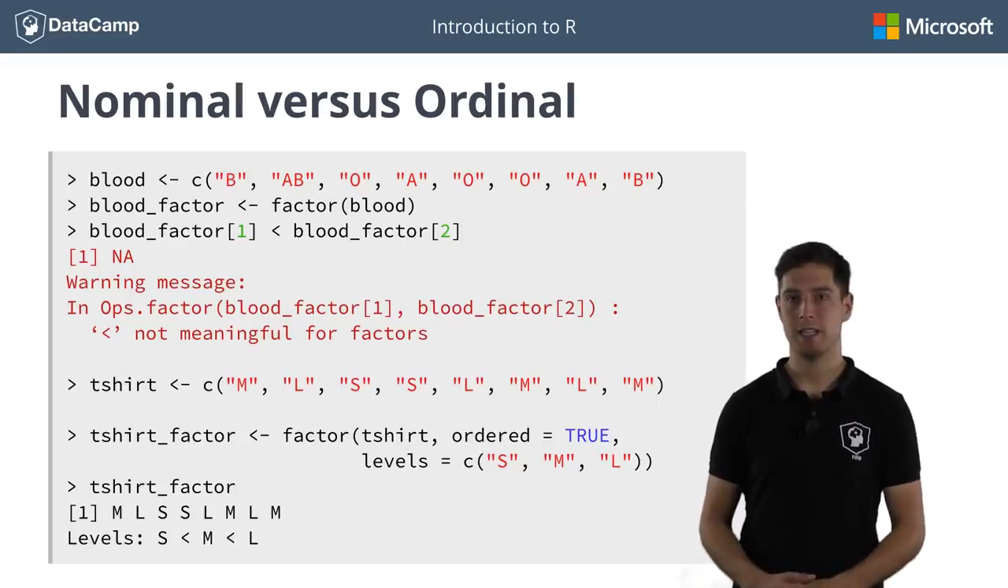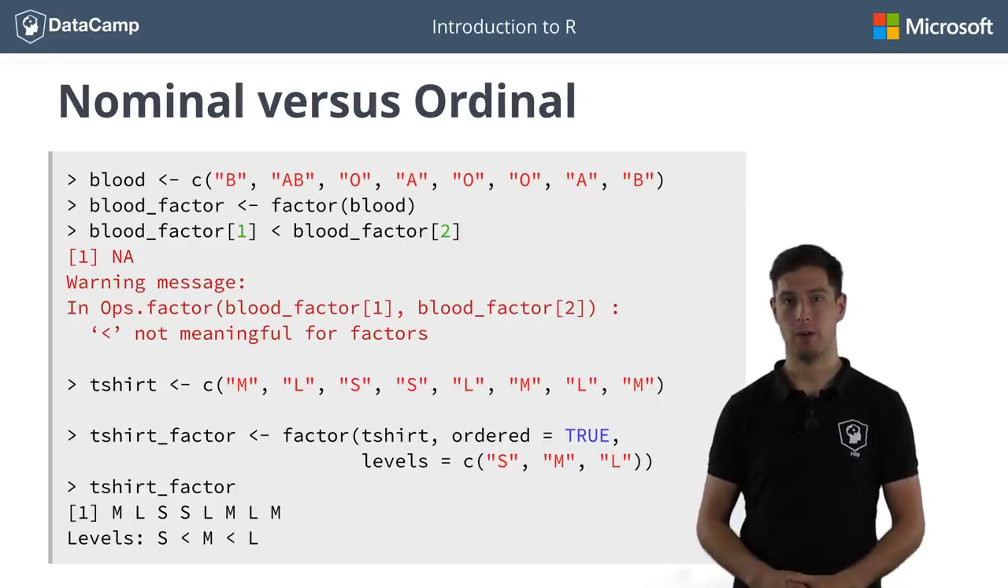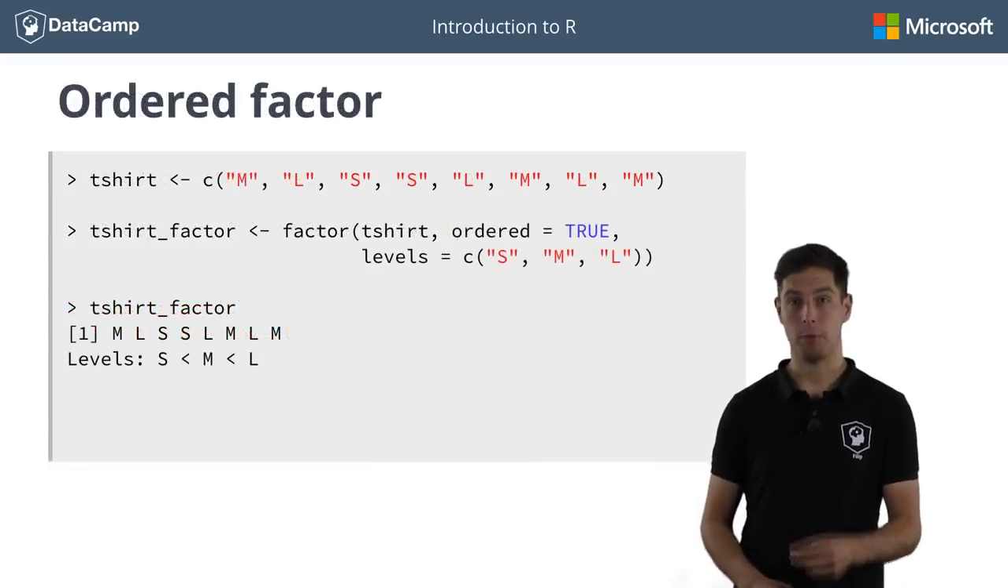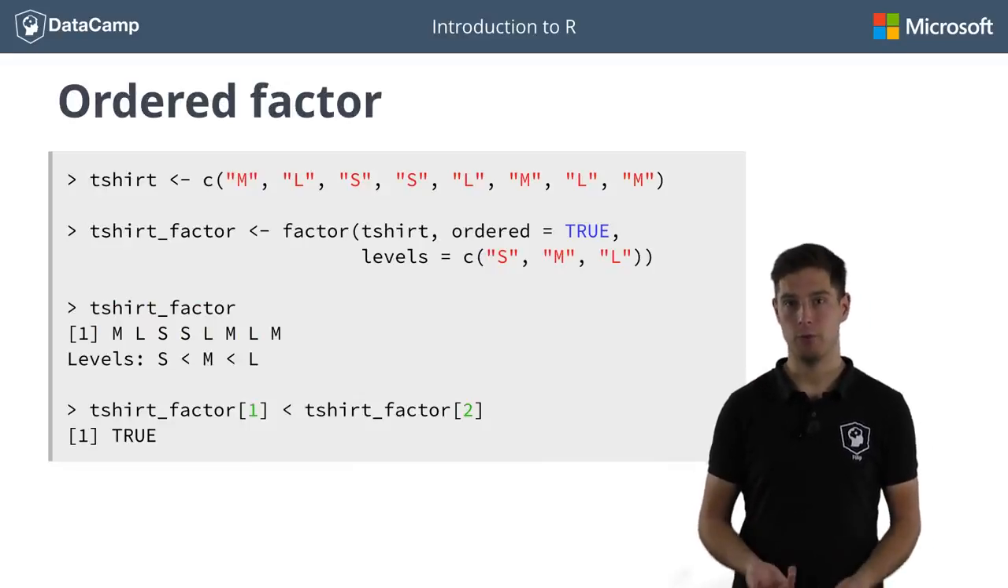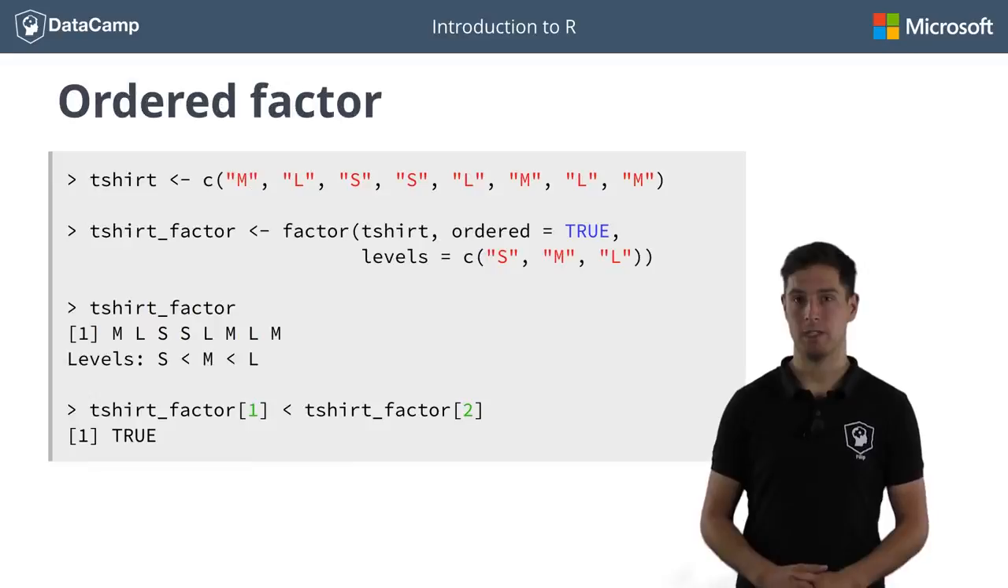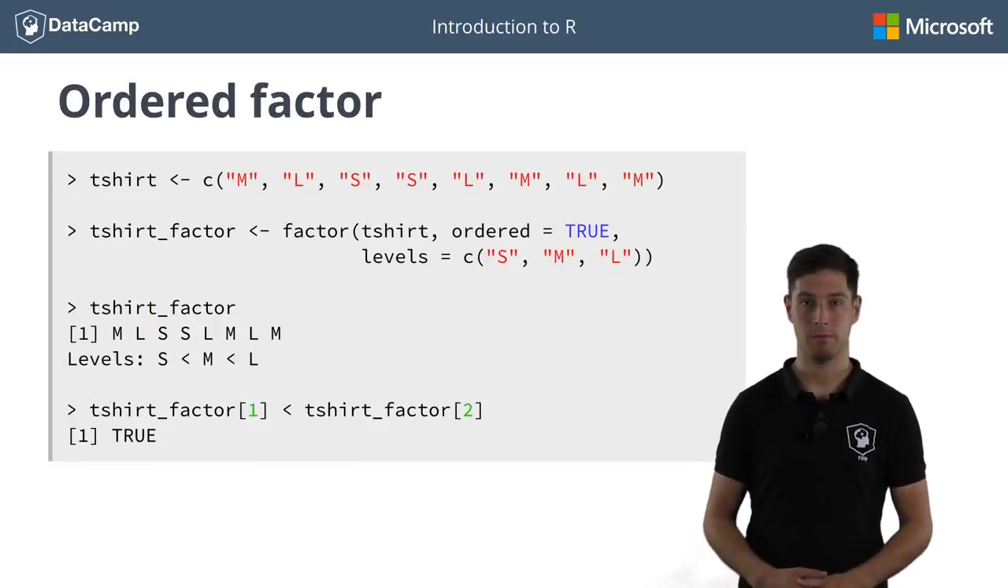Can you see how these less than signs appear between the different factor levels? This compactly shows that we're dealing with an ordered factor now. If we now try to perform a comparison, this call for example, we see that it evaluates to true, without a warning message this time, because a medium was specified to be less than a large.